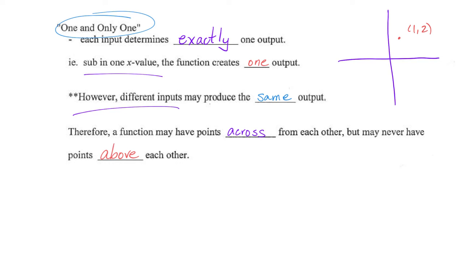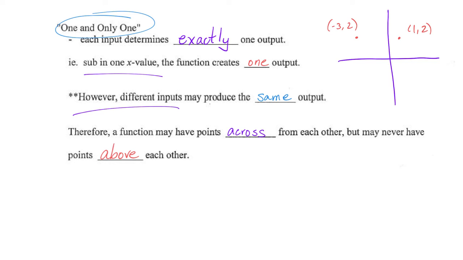Maybe I pick like -3. Okay, so I take -3 and I sub it into my rule and I do whatever it says and it spits out an output of 2. Well, then that's what it means to have the point (-3, 2). Are we okay with that as a function? And our response should be yes.